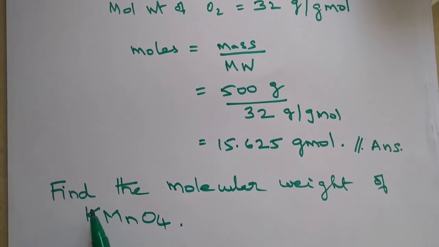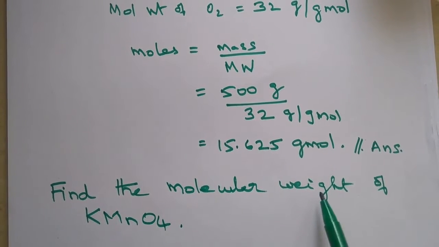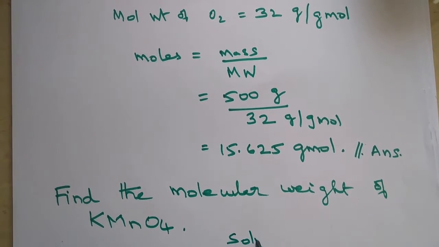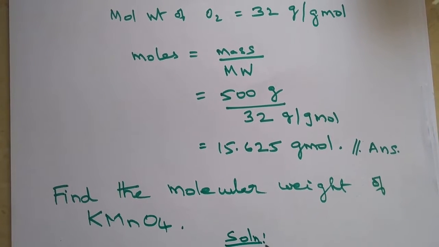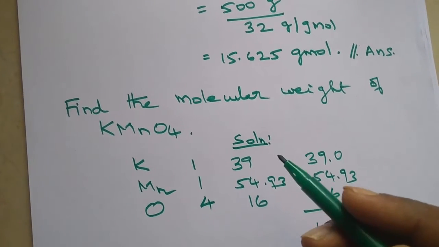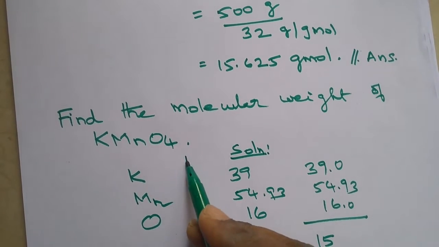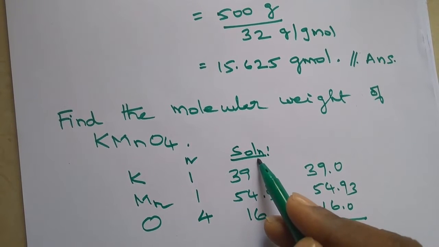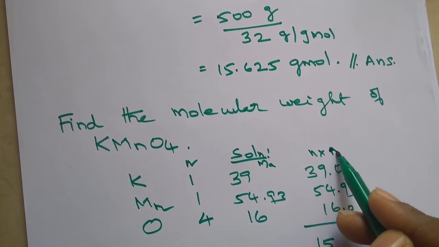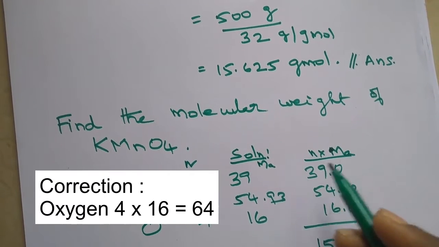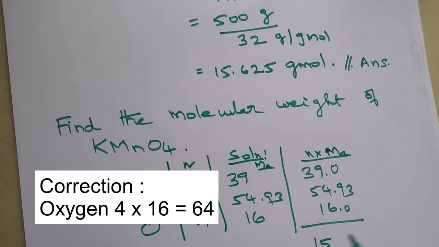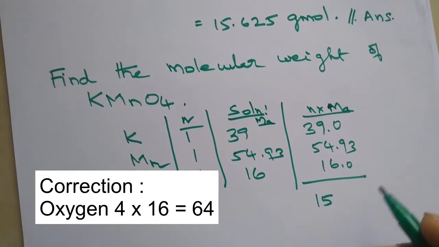Next problem is, find the molecular weight of potassium permanganate, KMnO4. So how to solve this? We have to find the molecular weight of potassium permanganate. First we will write the number of elements N, and we will write the atomic mass, then we will make the product of number of elements into atomic mass. So we have one potassium atom, one manganese atom and 4 oxygen atoms.